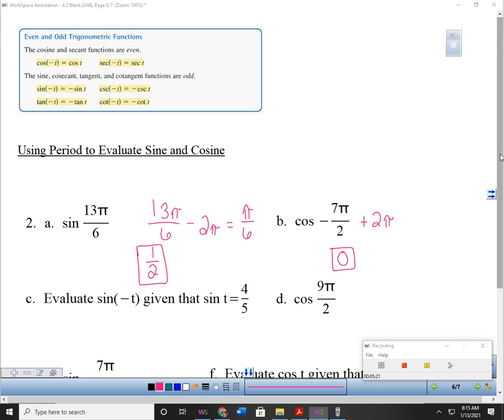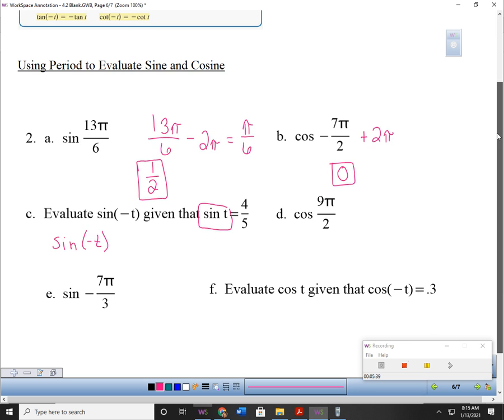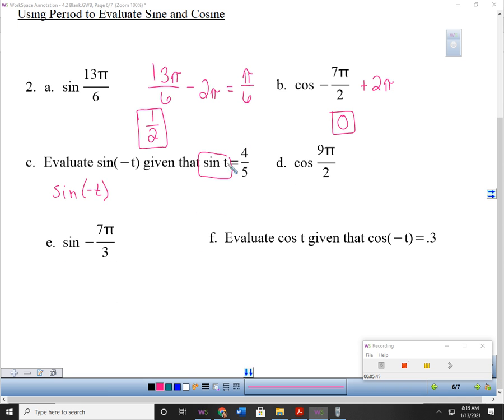So you're just going to make yourself a little equation here. You know that sine of negative t, and think of it like this, is equal to, see how this part looks like the other side of what they just stated up above? Sine t, but the negative version of that? Well, you already know what sine t is. Sine t is 4/5. So you're equal to the negative 4/5. And then you're done.